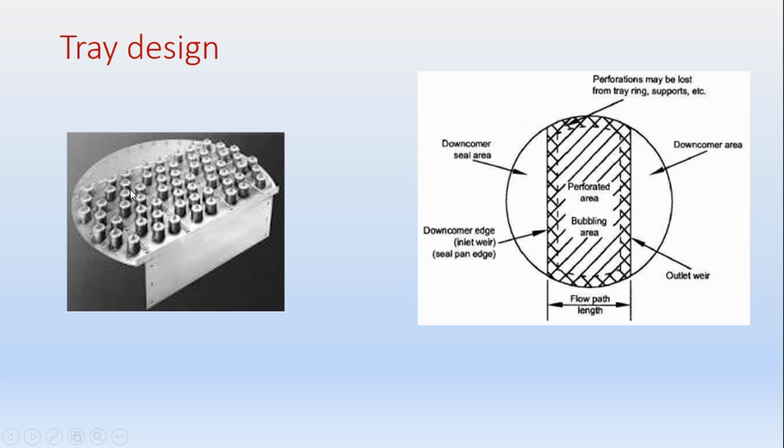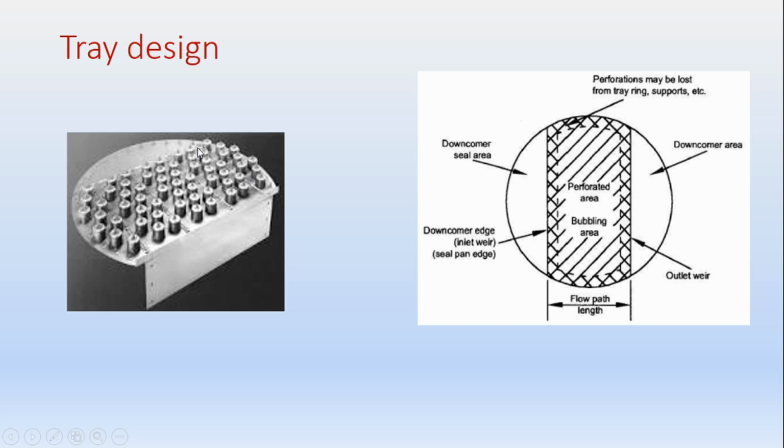Vapors will be rising from the bottom to the top. So there is a weir over here. This weir will maintain the level of the liquid on this column, right? So the vapors will be bubbling in this liquid and then they rise up. So the mass transfer happens in this region. The active region where the mass transfer is happening is only this.